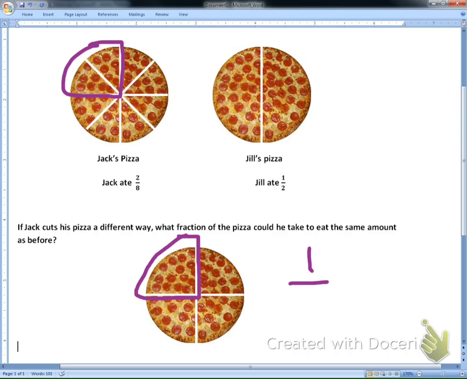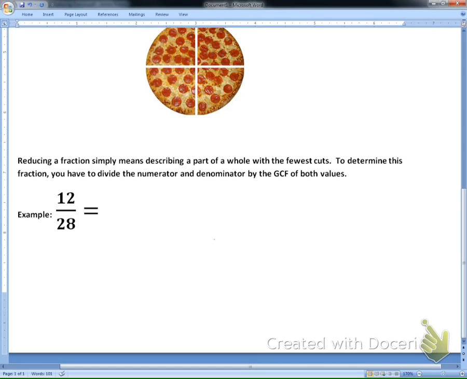I think the top number is 1 for his 1 slice, and what would the bottom number then be? Your denominator, 4. So we would have to eat 1/4 of that pizza. Notice the numbers of our fraction are getting smaller and smaller, but we're still talking about the exact same amount. That's exactly what you're trying to do when you're reducing fractions. You're trying to use the smallest amount of cuts possible, the fewest slices, to describe the exact same amount of area. So the way you will do this is you need to divide the top and the bottom of any fraction by each number's greatest common factor.